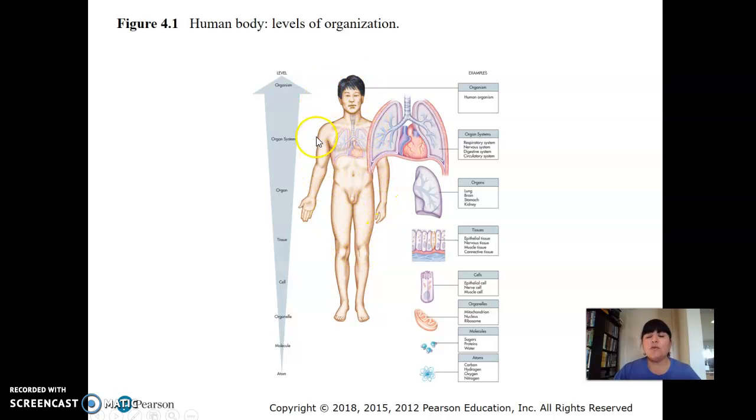And when you put all those organ systems together, you have the whole organism. So this is an important slide because it shows levels of organization from the smallest to the largest. Atoms, molecules, and organelles are not alive. Then we get to the cell, which is alive. Cells form tissues, which form organs and organ systems, and a bunch of organ systems make up the whole organism. This slide puts together the body and parts of the body from the smallest to the largest.